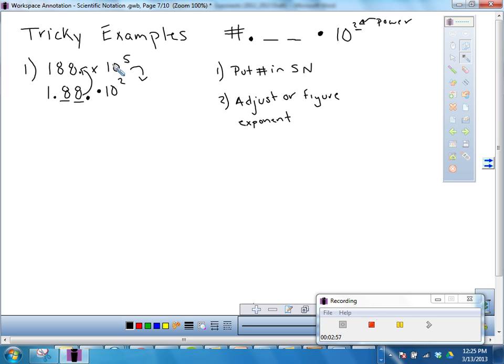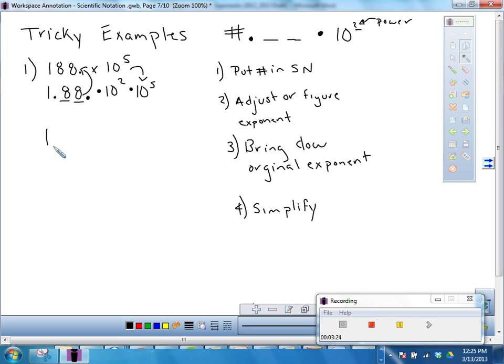Now I still need to deal with this 10 to the fifth, so I'm going to bring down 10 to the fifth. That's my third step: bring down the original exponent. My last step is I need to simplify. So I'm going to bring down my 1.88. I have times 10 to the second, 10 to the fifth. I can't just leave it like that. Since these are being multiplied, I can add my exponents, 2 and 5. So this is actually 1.88 times 10 to the 7th. And that's how I move something that's not in scientific notation to be in scientific notation.